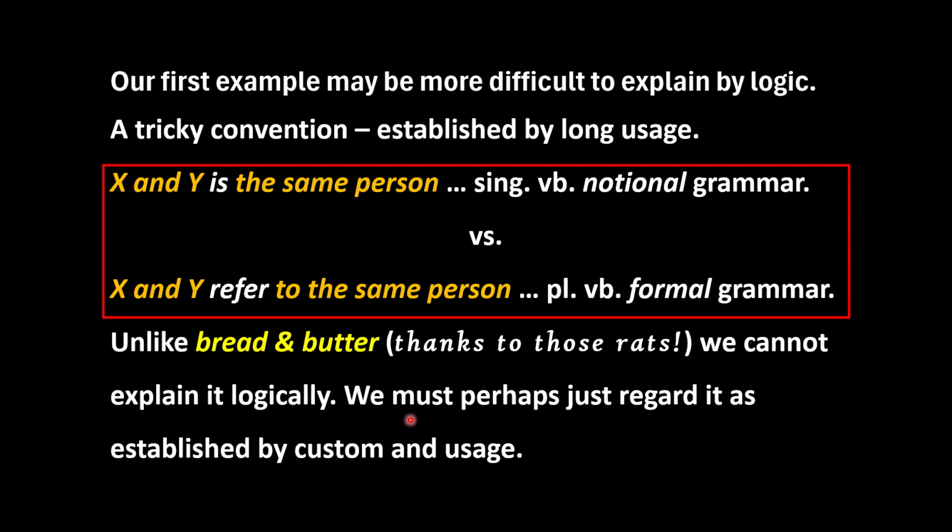We must perhaps just regard it as established by custom and usage that X and Y, two different nouns, take a plural verb. We are looking at the same person, but X as a name and Y as a name refer to the same person, plural verb, X and Y being regarded as two different nouns. Why? The logic is a bit blurred. So let us just say that this is established by custom and usage, and the logic is not so clear as in case of bread and butter or as in case of bat and ball.